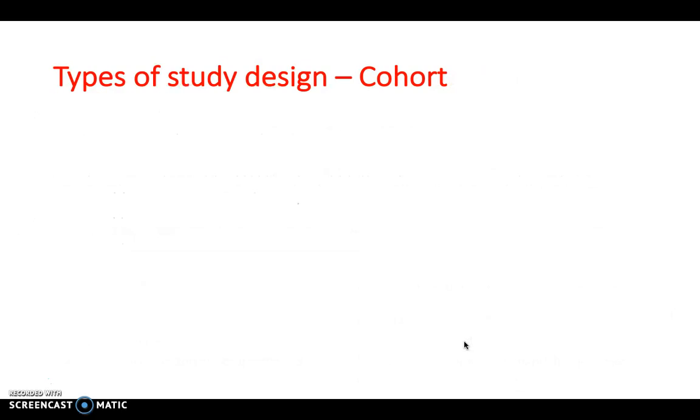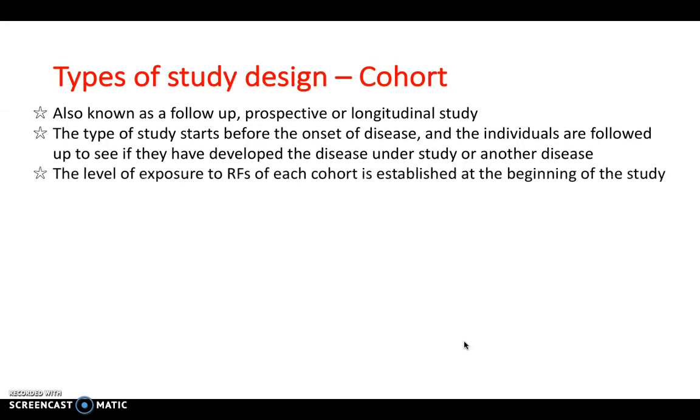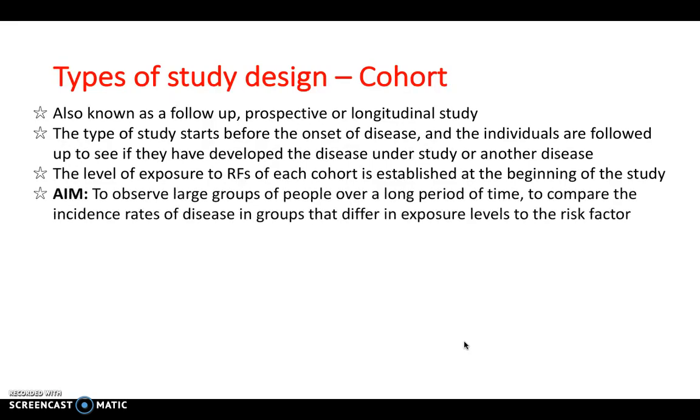Next type of study is a cohort study. So this is also known as a follow-up or prospective study. And essentially this type of study starts before the disease begins. And individuals are then followed up to see if they've developed that disease which is under study, or another type of disease. And the level of exposure to risk factors as well of each cohort is established at the beginning of the study, which you can imagine is really important because you want to be able to see if it is actually that risk factor that's causing the disease.